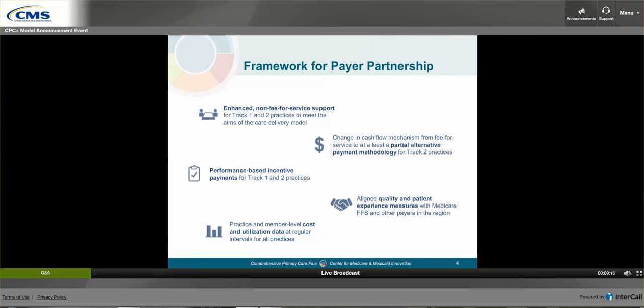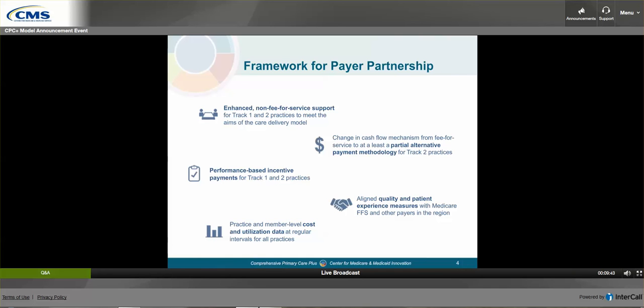So what does it mean for a payer to partner with CMS and CPC Plus? What does our requested alignment look like? Well, we're looking for payers who are willing to align their payment structure, quality metrics, and data sharing with those of Medicare to meet the goals of CPC Plus. And by align, I don't mean that these elements must be identical. Rather, they are aligned in principle and goal.